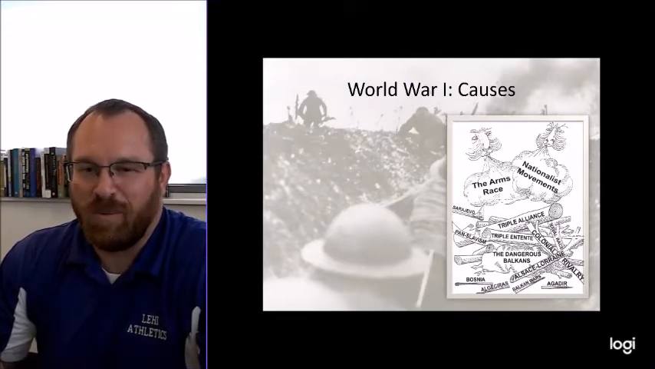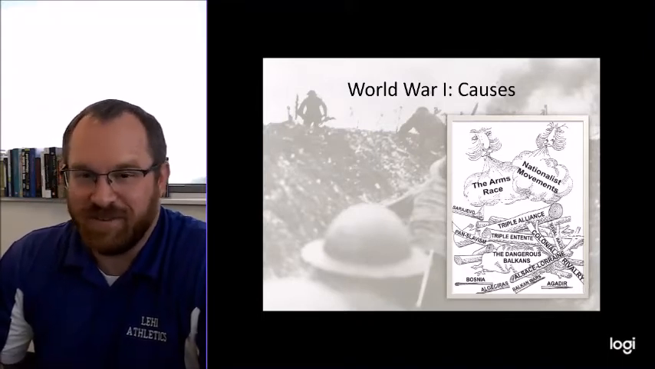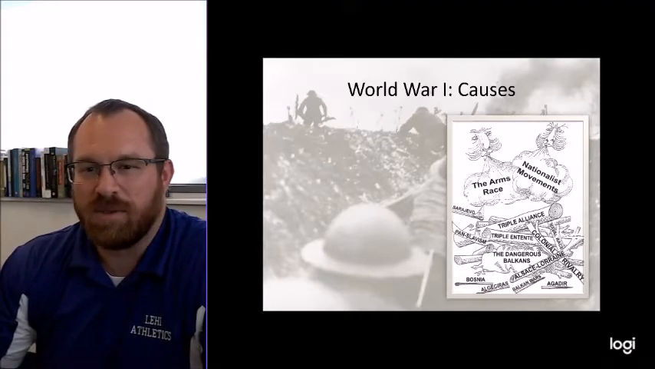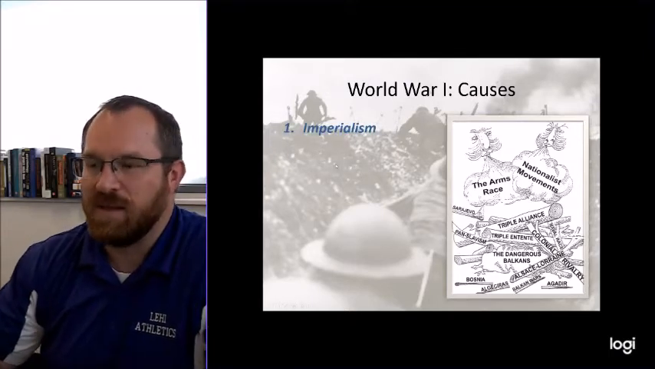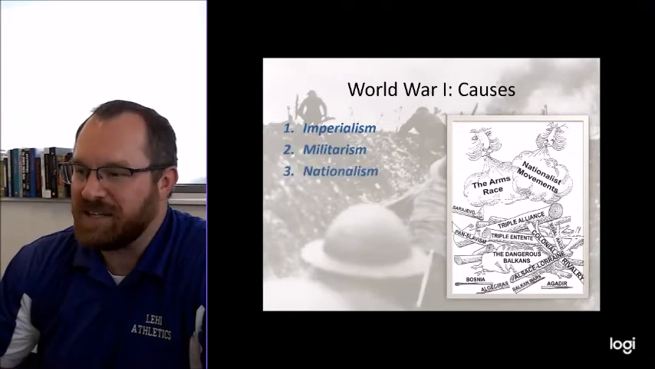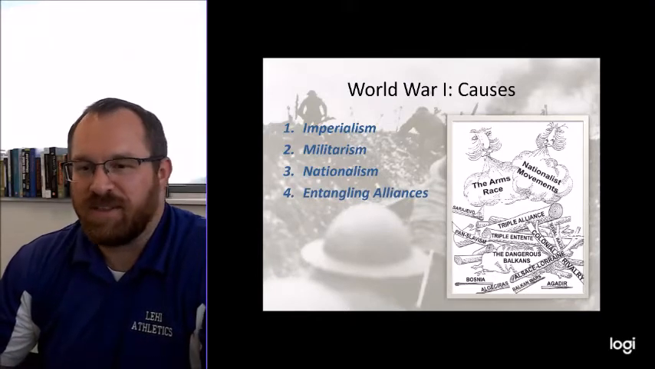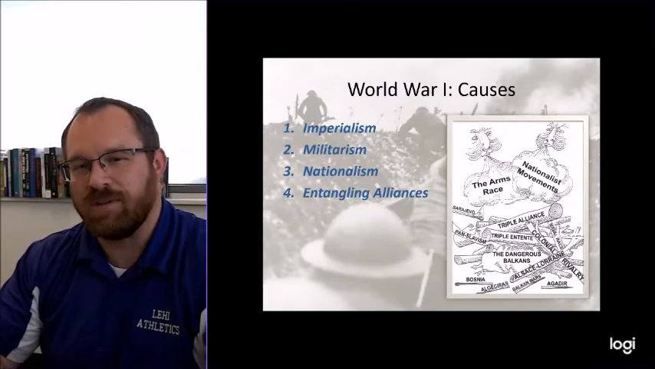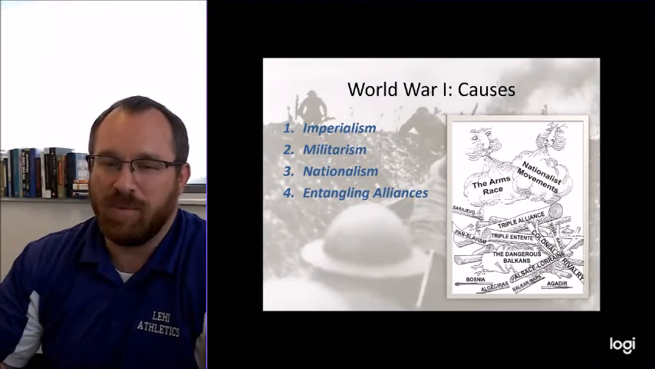But what are the causes of World War I? If you're looking at the graphic on the PowerPoint that I have showing, there's tons of different stuff going on, but you can boil it down to four things. Number one, imperialism, militarism, nationalism, and entangling alliances. Everything you see in that graphic and anything else anybody talks about for why World War I started basically boils down to these four things, although these four things also kind of come into each other as well. I'll talk about that as we go along.